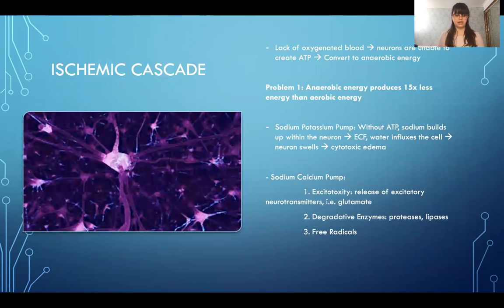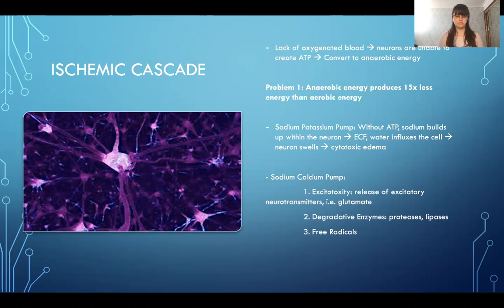The ischemic cascade occurs due to the lack of oxygen through inefficient blood flow. The neurons within the brain lose the ability to create ATP, hence maintaining homeostasis through aerobic processes. Thus, the neurons convert to using anaerobic energy. This creates two main problems. Anaerobic energy produces 15 times less energy than aerobic energy.